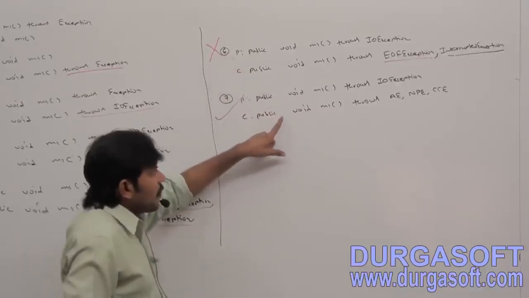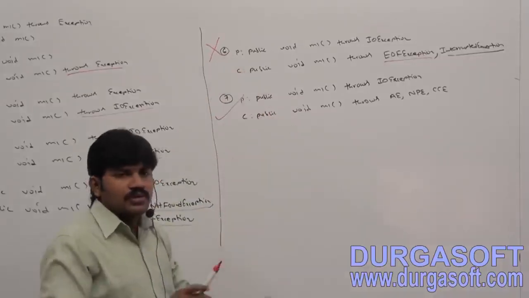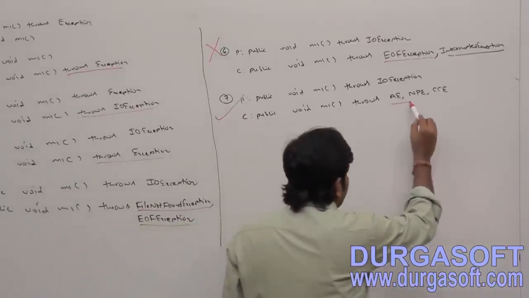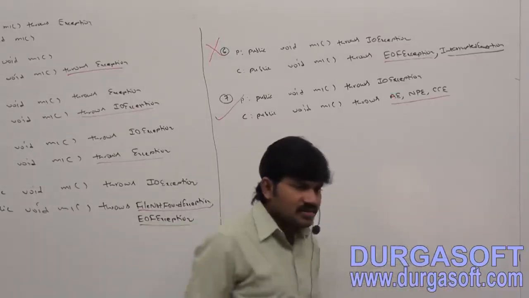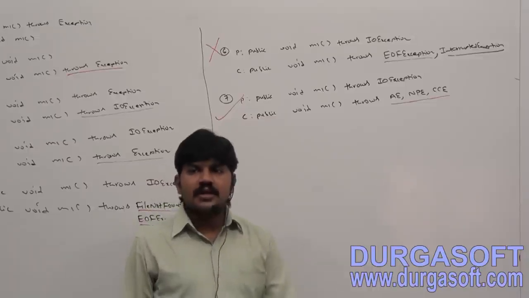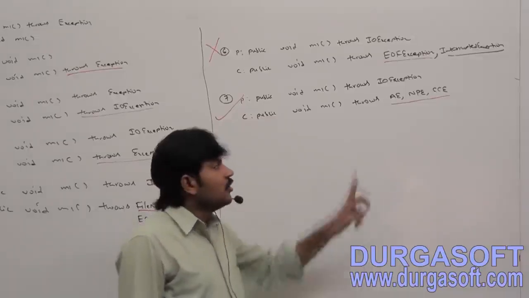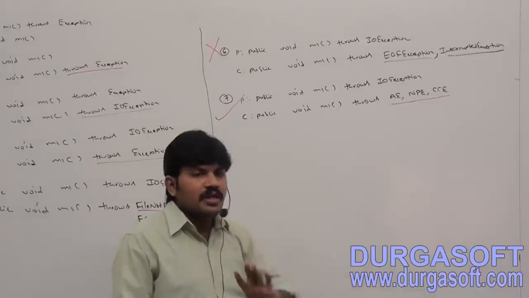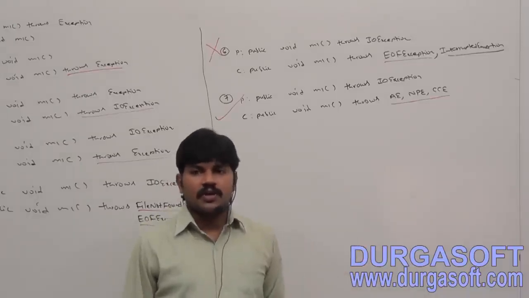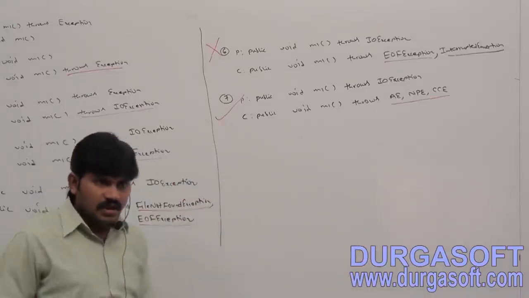Next, last one. Child class method throws which exceptions? Arithmetic, NullPointer, ClassCast. What are these things? Unchecked exceptions. For unchecked exceptions we are not required to check anything. So the child class method doesn't throw any checked exception, and we are not required to worry at all. Itself is valid. Are you able to understand that?